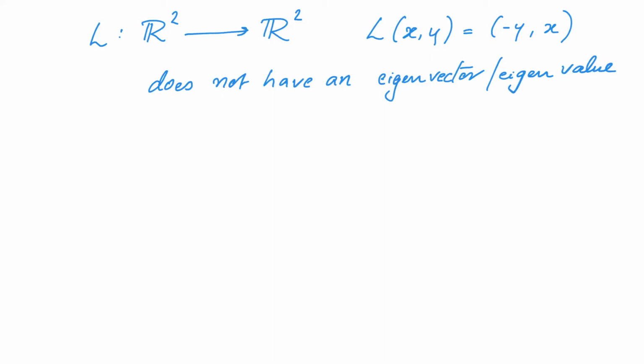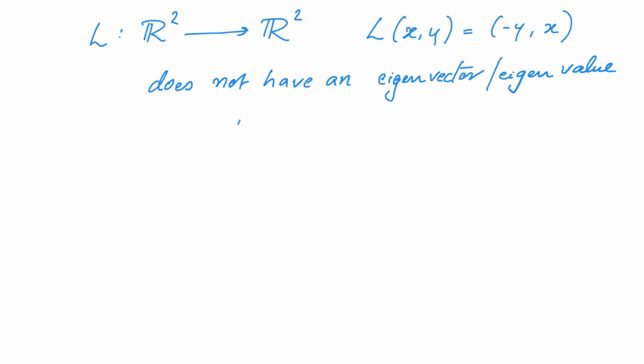We saw in the previous video that the linear map L from R2 to R2 defined as L of (x, y) is equal to (minus y, x) does not have an eigenvector or eigenvalue. We saw this by observing that L rotates R2 by 90 degrees in the counterclockwise direction. However, there is another way of seeing the same fact.